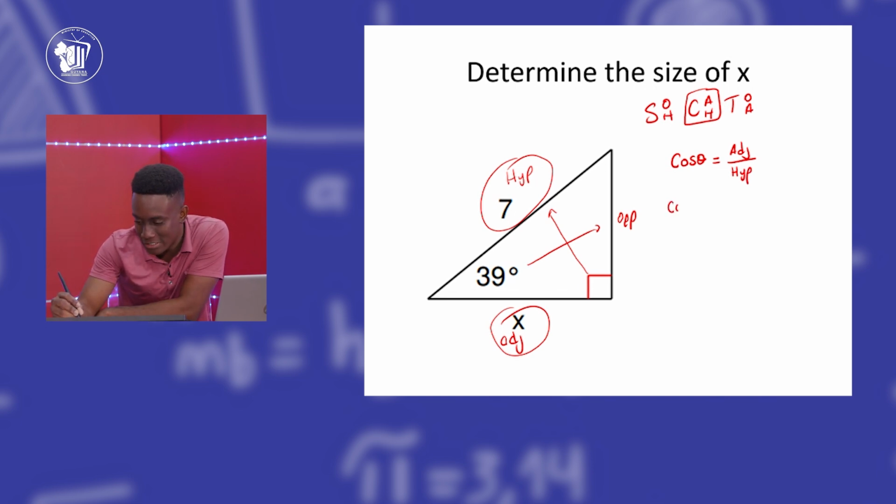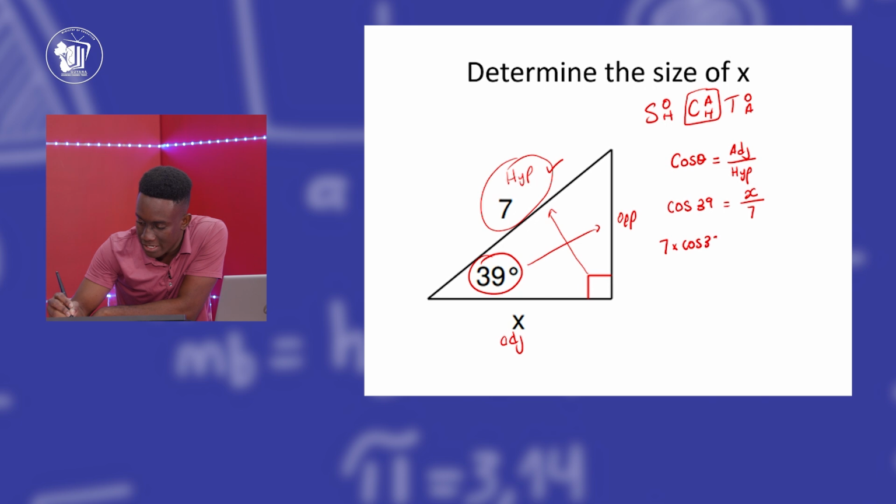So we substitute our values. We'll have cos, in this case theta is the angle, which is 39, is equal to the adjacent side, which is x, over the hypotenuse, which is 7. To solve for x, the 7 is dividing, so we take it over and it multiplies. We'll have 7 multiplied by cos 39 is equal to x. x will be equal to approximately 5.4, and that would be the value of x.